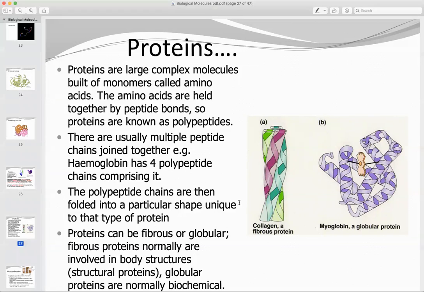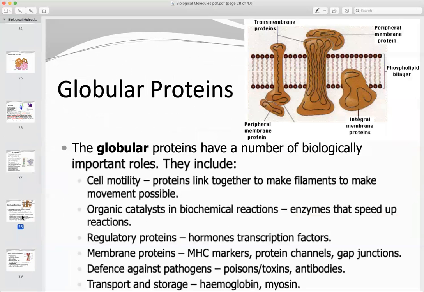I lost my slide. Okay. Again, usually multiple peptide chains join together, and that's how we get the complex quaternary structure of a protein. All right, let's keep moving.